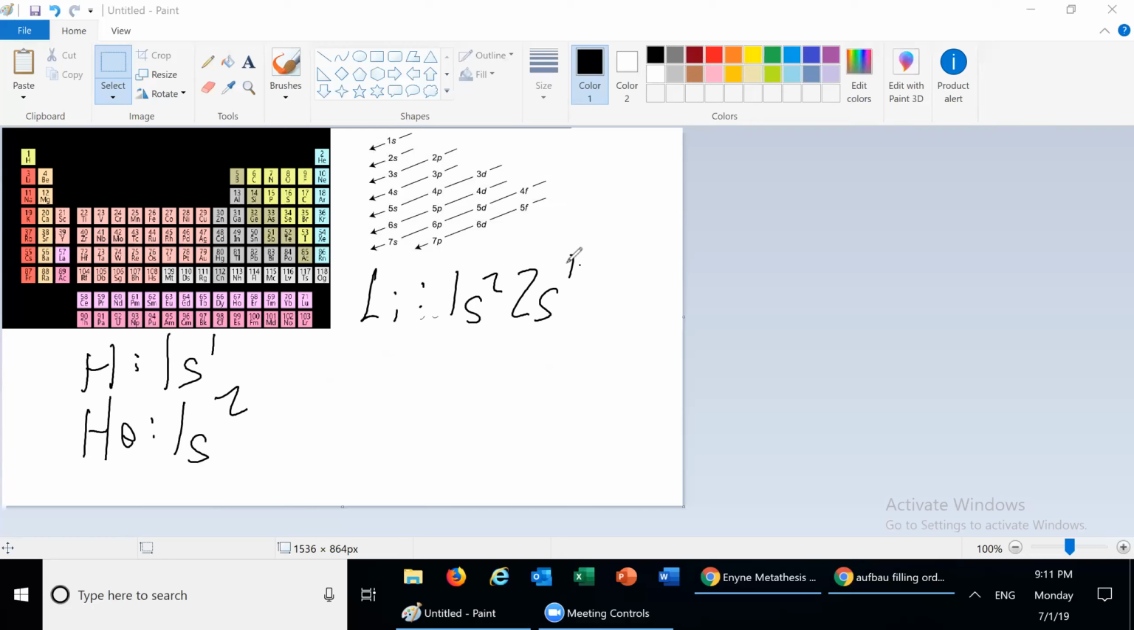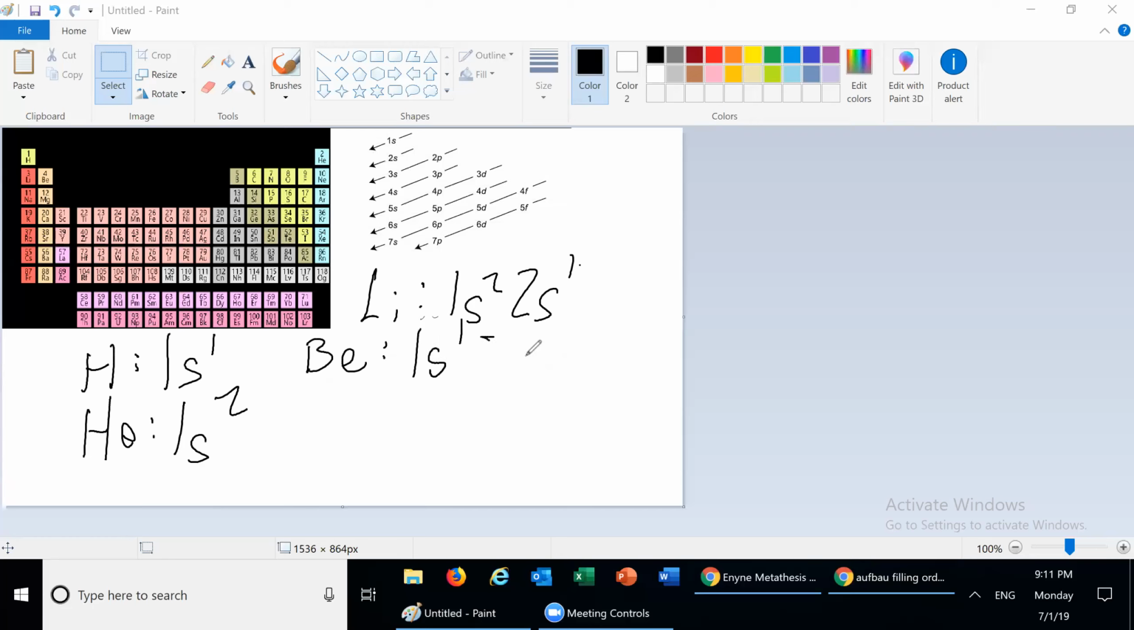Alpha, right? There's only one possible value of m sub l, but there are two possible values of m sub l. Okay. So then what do you think? Can someone tell me the electron configuration of beryllium? It's 1s with two electrons and 2s with two electrons.